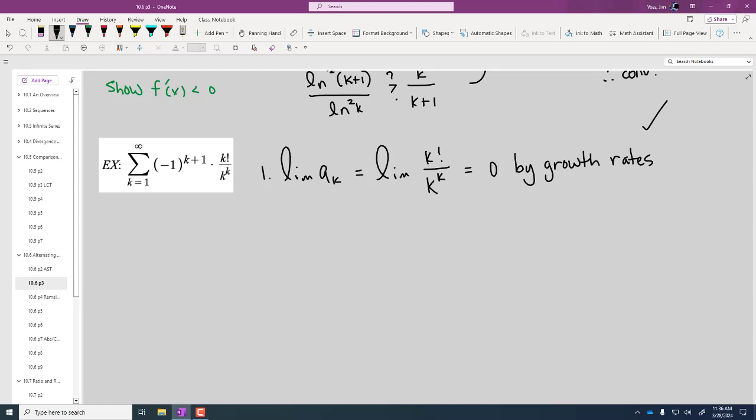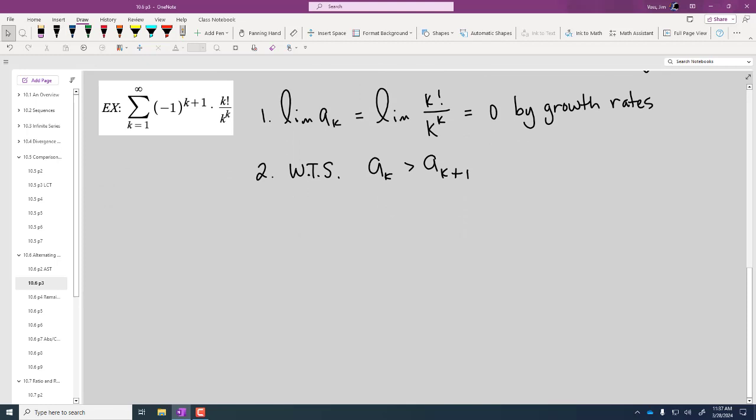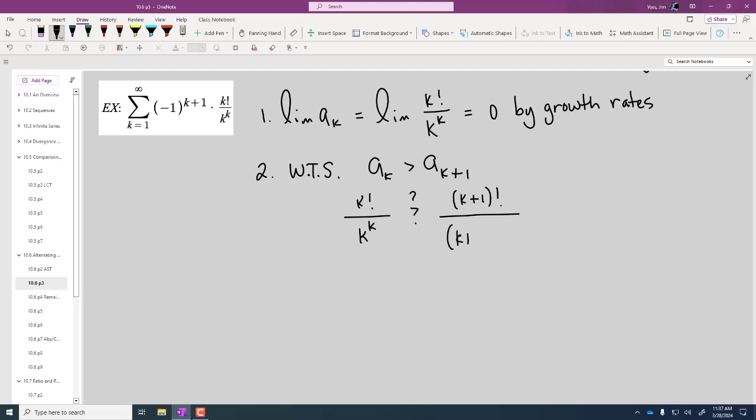And now we want to show that this sequence of terms is decreasing. So we want to show that the further we go out in the sequence of terms, they're getting smaller. That's what we want to show. So on the left, we have k factorial over k to the k. On the right, we're going to have k plus 1 factorial divided by k plus 1 to the k plus 1.